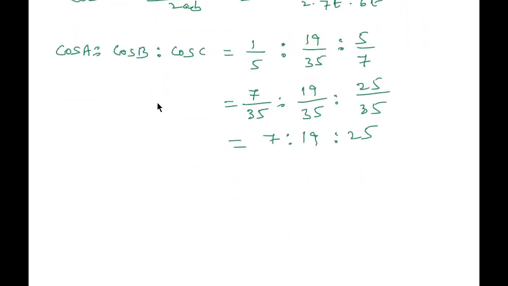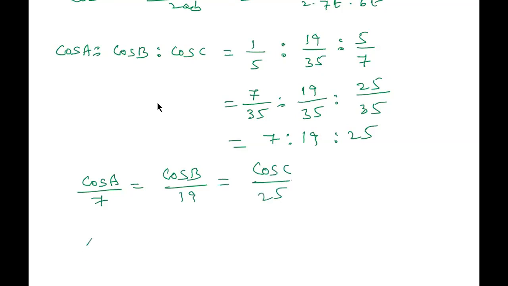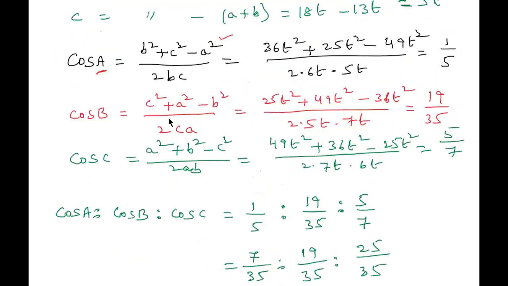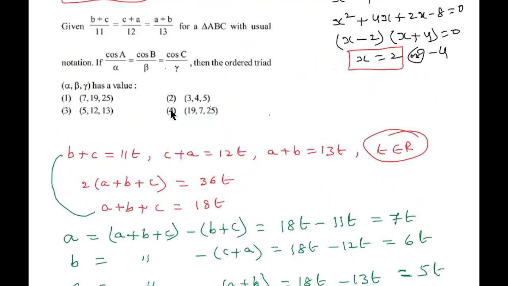So cos A divided by 7 is equal to cos B divided by 19, which is equal to cos C divided by 25. By observing the problem, the alpha, beta, gamma values are 7, 19, 25. This is a very important question. And which option is correct? 7, 19, 25. The first option is correct.